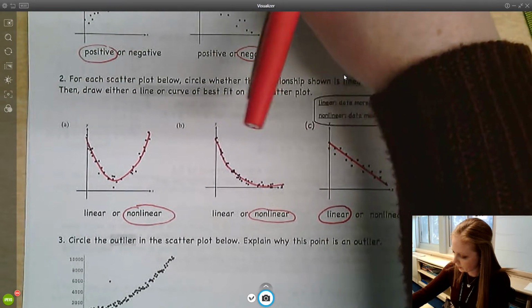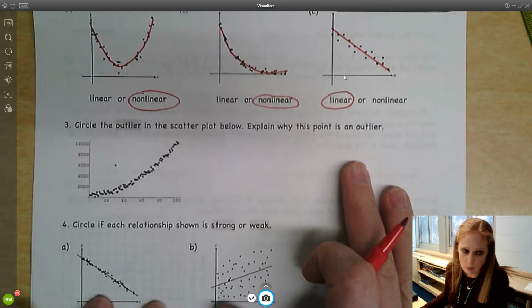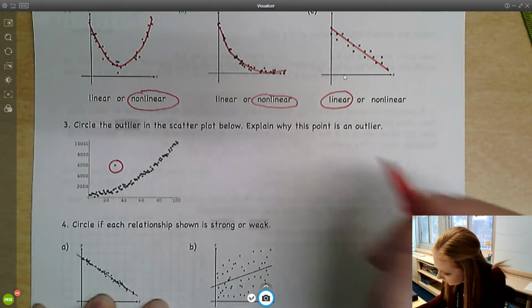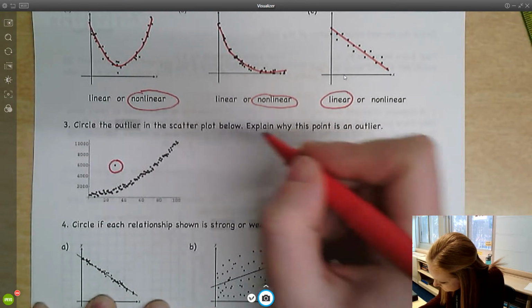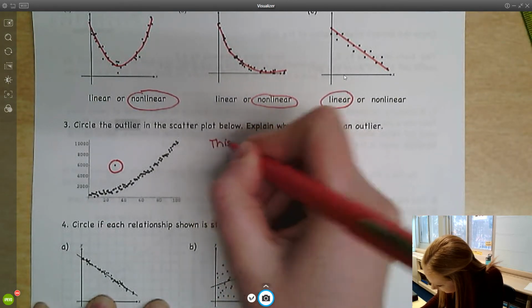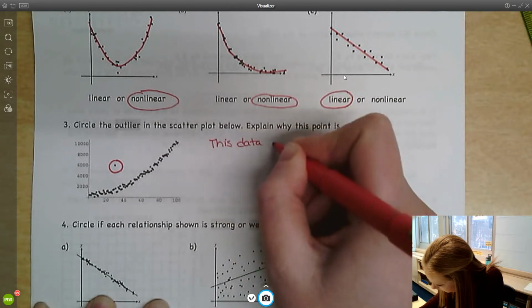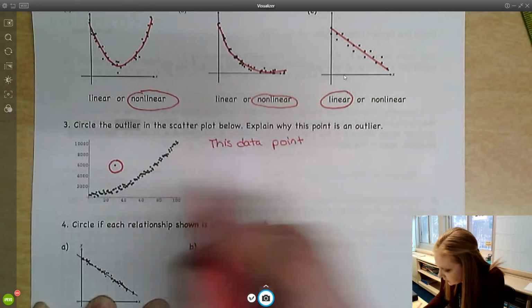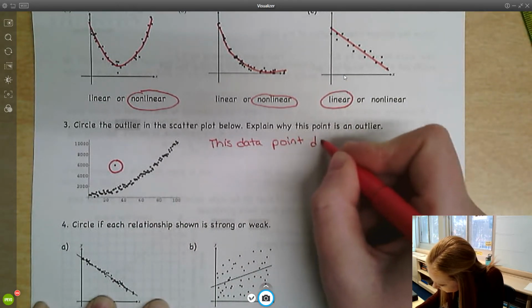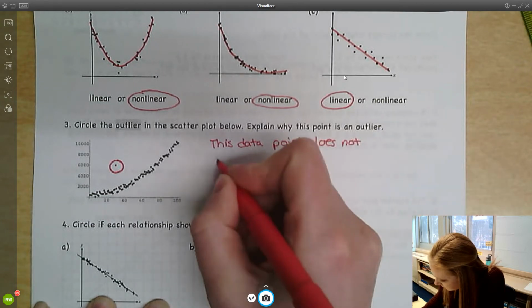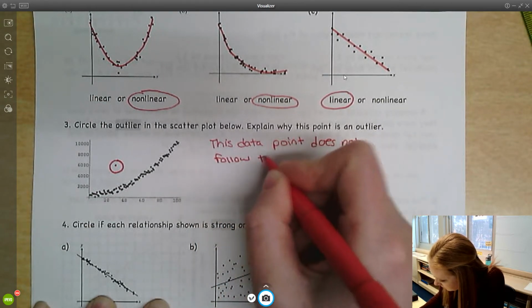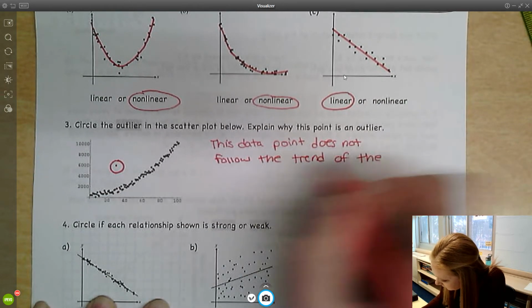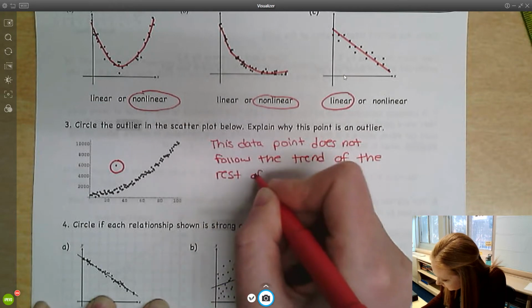Circle an outlier in the scatter plot below. Okay, so our outlier is our data point right here. Explain why this point is an outlier. This data point, I would say, does not follow the trend of the rest of the data points.